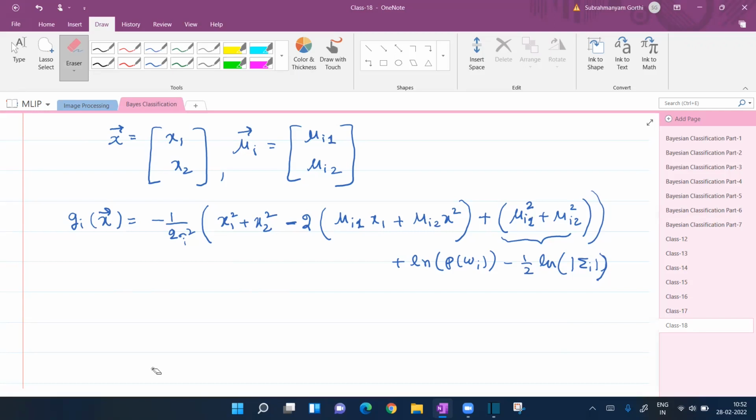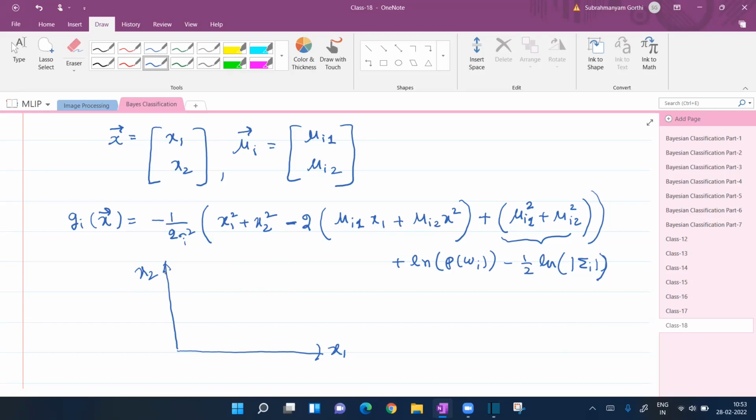My x bar is x1 and x2. I have already considered that. This has x1 and x2. Now, what kind of shape can I expect here for varying values of x1 and x2? What could be the shape of this gi of x bar, which is representing kind of one class there? Later, of course, you would look at other classes, but what is the shape of this?